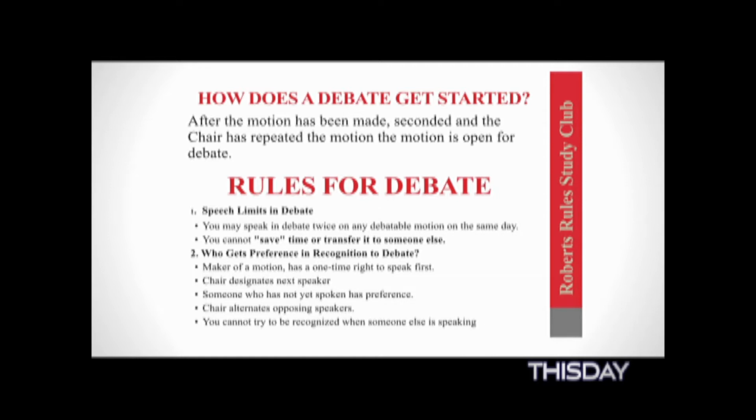But there are some exceptions as to first come, first served. For example, it's accepted that the person who made the motion usually gets to speak first for the motion. Also, someone who has not spoken at all can be recognized by the chair over someone else who has spoken. And the third thing is if there are opposing points of view, the chair usually tries to alternate the speakers so that you get one for and one against.